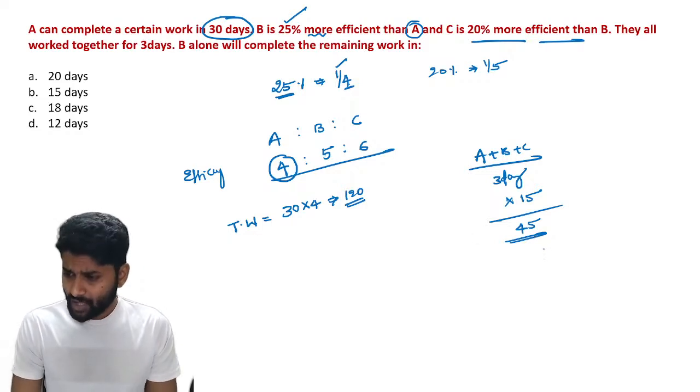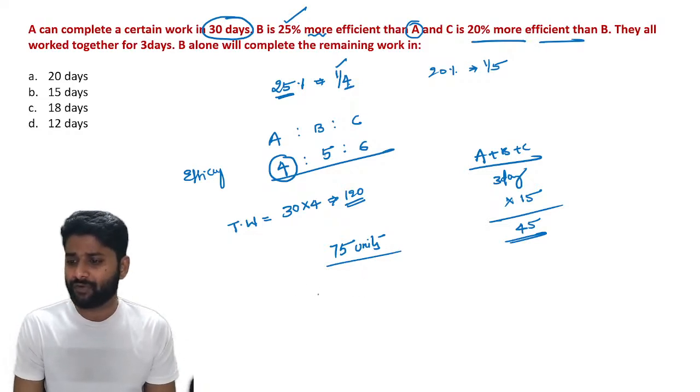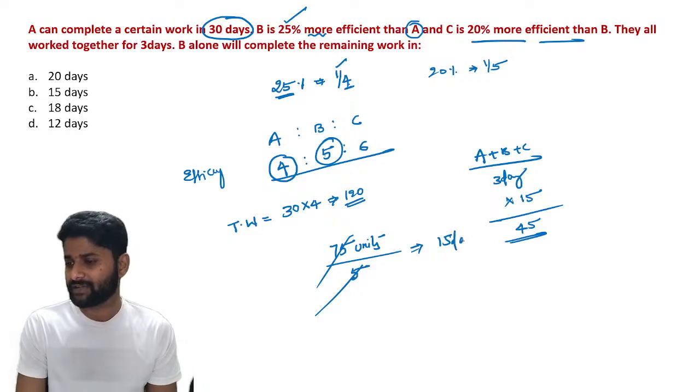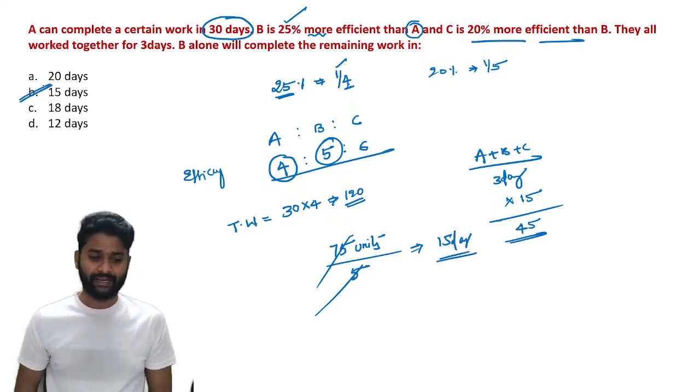Now see how much remaining work is left. Exactly 75 units of work is left. Now these 75 units of work we are assigning to B. So we know that B's efficiency is 5 units per day. For 75 units it takes exactly 15 days. So B will complete the remaining work in 15 days.